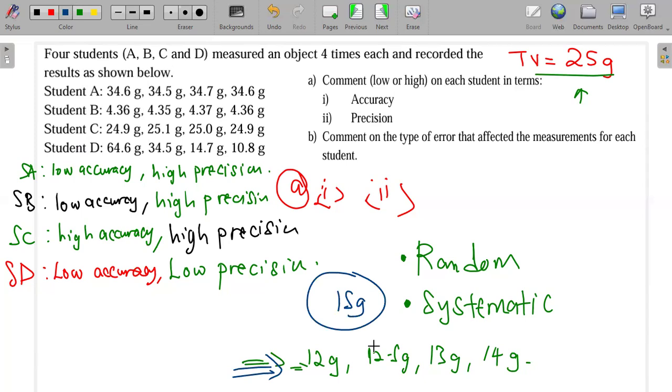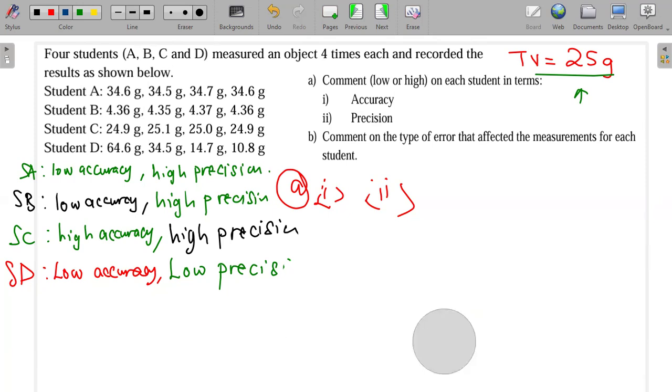It's either all your measurements are going to be above the true value or all the measurements are going to be below the true value. And then the random errors happen in both directions. So you expect that among your measurements, you're going to find some values that are lower than the true value, and you're also going to find some measurements that are above the what? The true value.